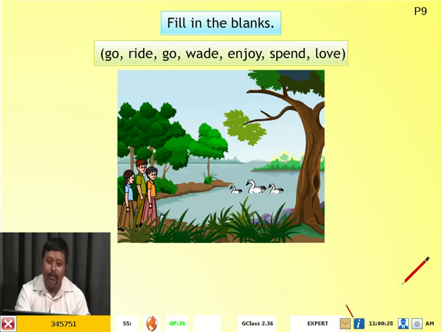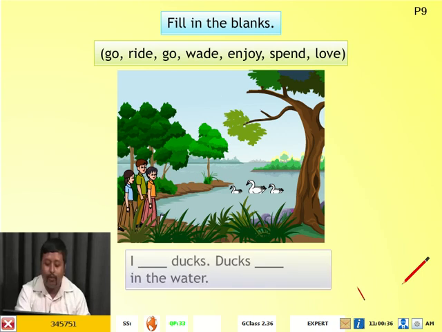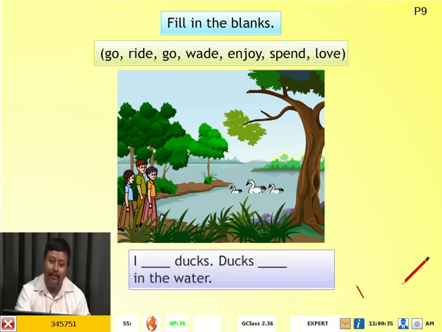Another picture we have. So what can you see in this picture? There are some ducks, right? So what would be the line? I dash ducks. What could be my word here? I dash ducks. Well, definitely we like them, isn't it? So I love ducks, right? And then ducks dash in the water. So what would be the word now? What do ducks do in water?